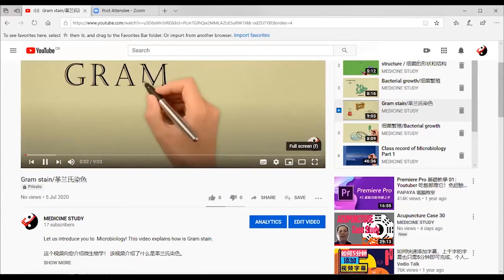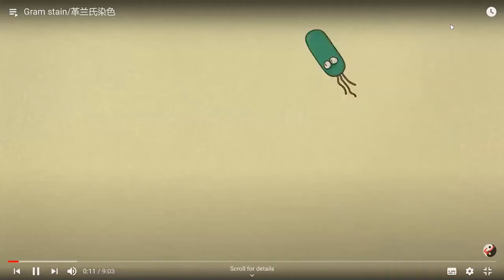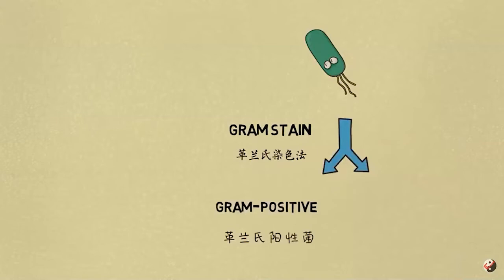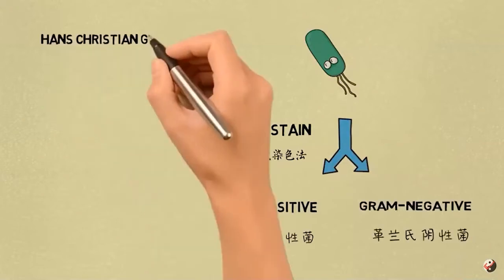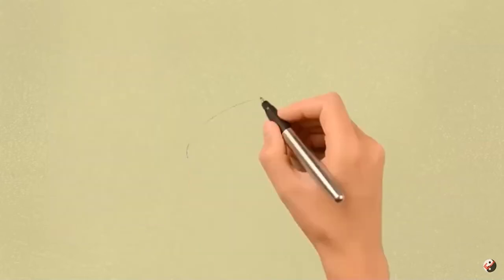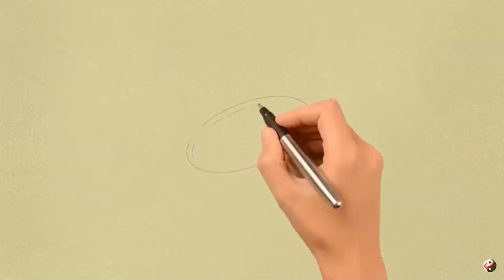Gram stain, or Gram staining, also called Gram's method, is a method of staining used to distinguish and classify bacterial species into two large groups, Gram-positive bacteria and Gram-negative bacteria. The name comes from the Danish bacteriologist Hans Christian Gram, who developed the technique. Gram staining differentiates bacteria by the chemical and physical properties of their cell walls.